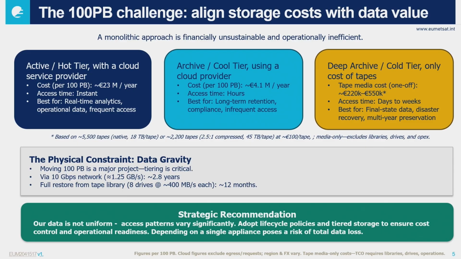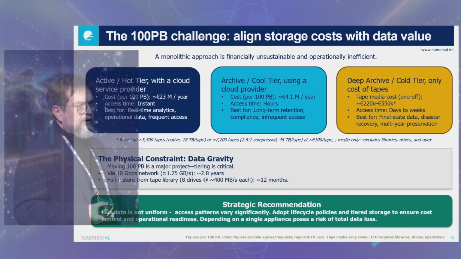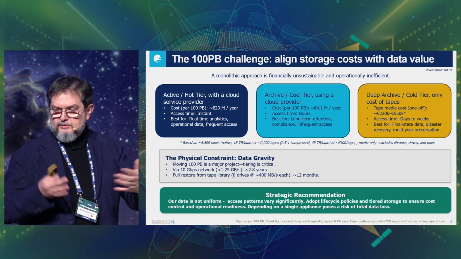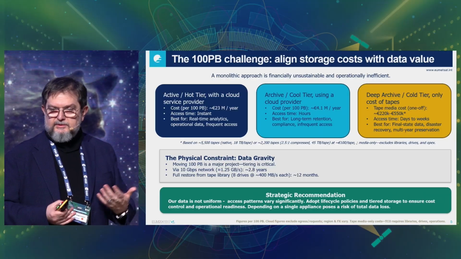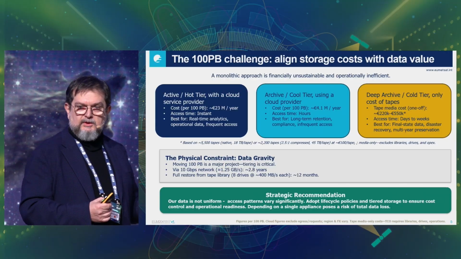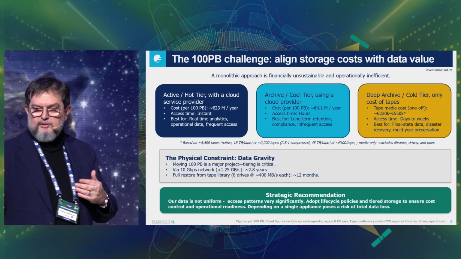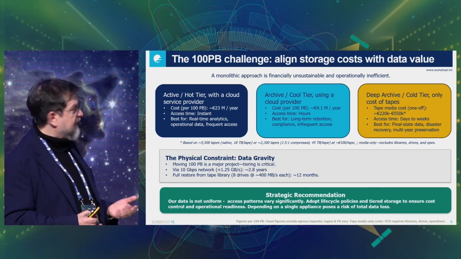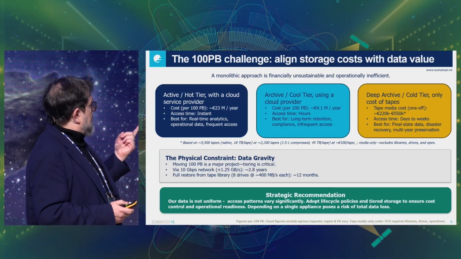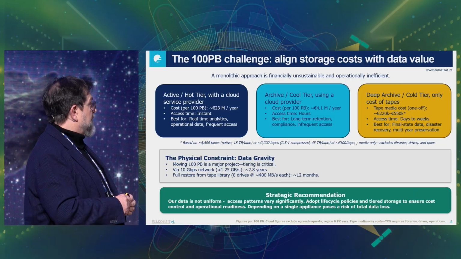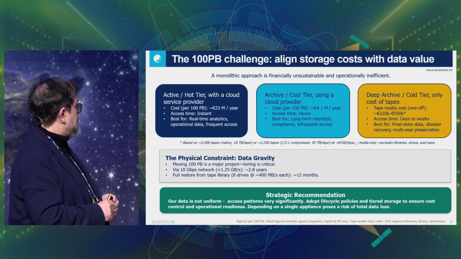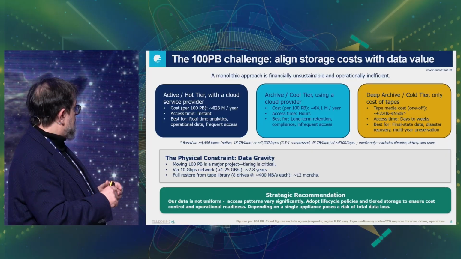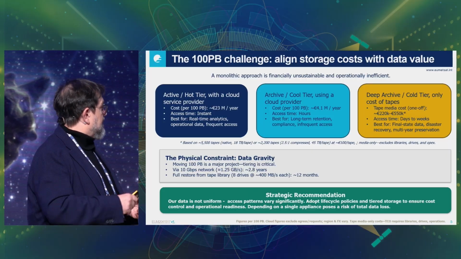For other types of data, for example level 0 and auxiliary files, we need them only every 2 years when we have a reprocessing campaign, so there's no need to keep them online and available. You can think ahead, store them on tape, and then move them back. So you have to adopt lifecycle policies, and we need tiered access to the data to ensure cost control and operational readiness.